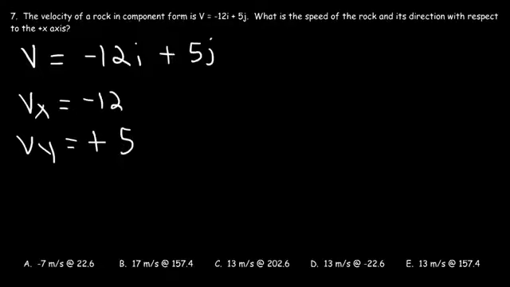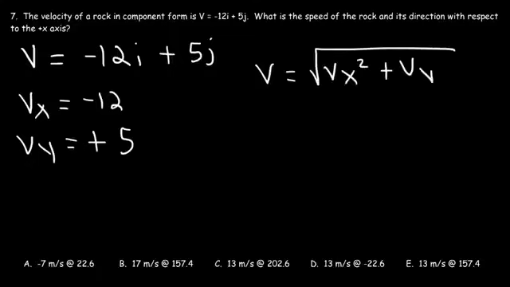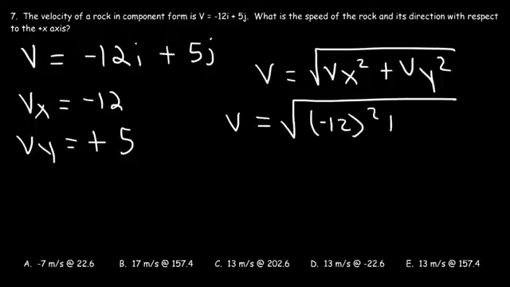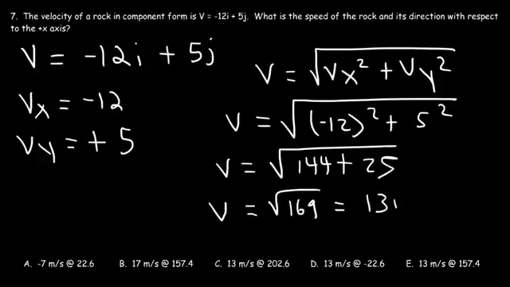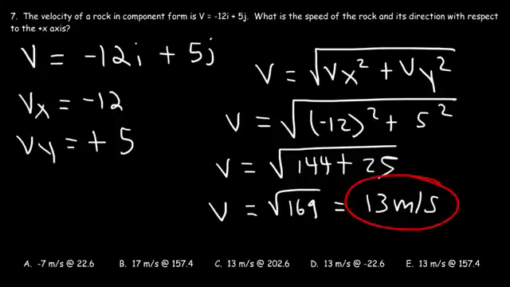Now, if you have vx and vy, you could find the magnitude of the velocity, which is equivalent to the speed, using this equation. So v is going to be the square root of negative 12 squared plus 5 squared. Negative 12 squared is 144, and 5 squared, or 5 times 5, is 25. 144 plus 25 is 169, and the square root of 169 is 13 meters per second. So that's the value of the speed, which means we could eliminate answer choice A and B. Now the next thing we need to do is calculate the direction, or the angle.